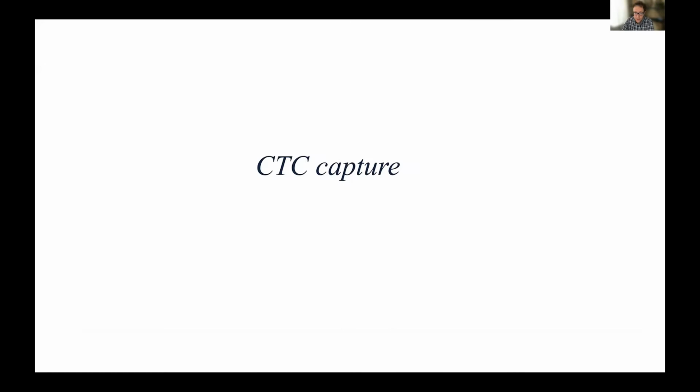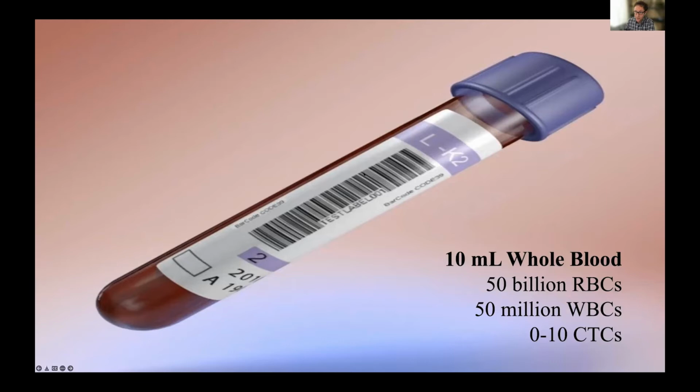So CTC capture is quite an interesting topic because of the dilution factor of CTCs. You're probably aware that if you take a blood sample from a patient with pretty much any cancer type, even in very extreme cases with progressive disease, not responding to any therapy, stage 4 metastatic, in approximately 10 milliliters of peripheral blood, what we expect to find is somewhere around 50 billion red blood cells, 50 million white blood cells, and from 0 to 10, roughly, circulating tumor cells. Most of the time we find 0, which is good for patients. Usually, when we do find CTCs, we find very few.